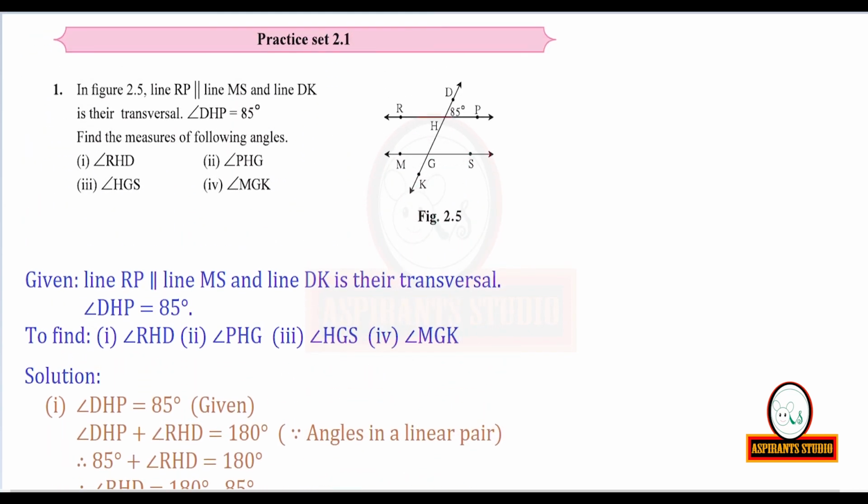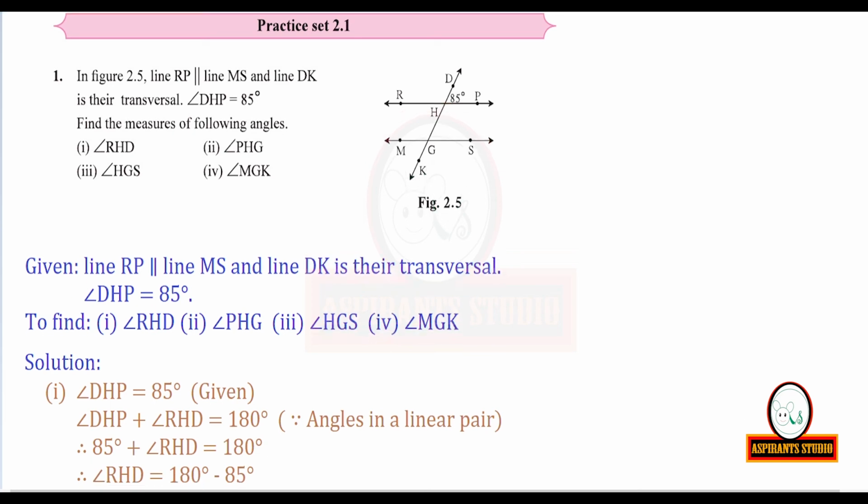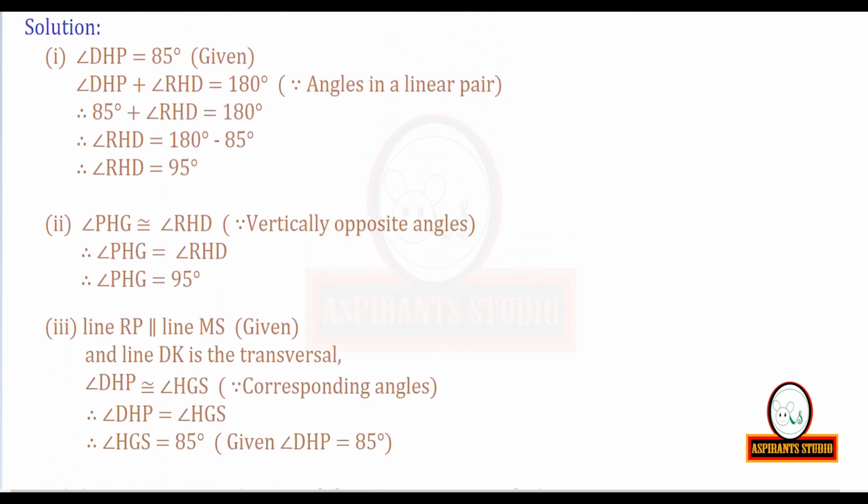Therefore, put the value of RHD here. RHD value you already found out as 95 degrees. You are going to substitute that here. So, measure of angle PHG will be equal to 95 degrees. Now, looking at the third one. You are given line RP is parallel to line MS and line DK is the transversal. Now look at the figure and find out the corresponding angles DHP and HGS.